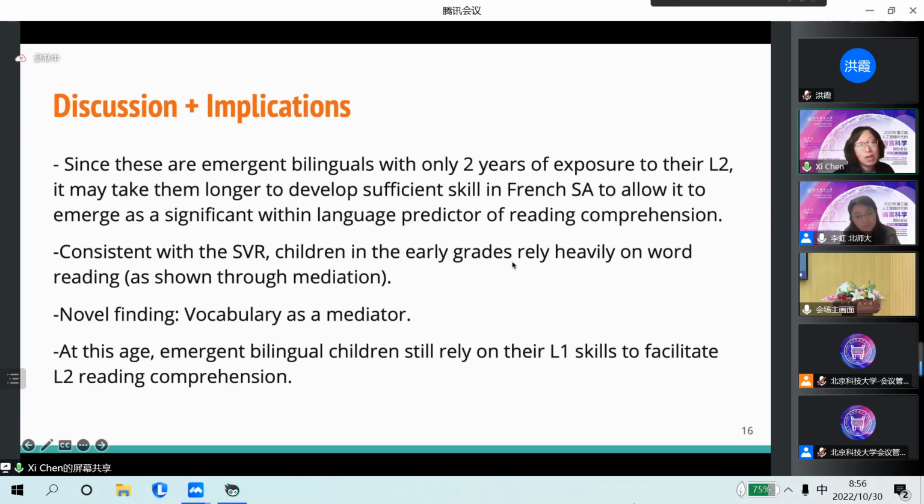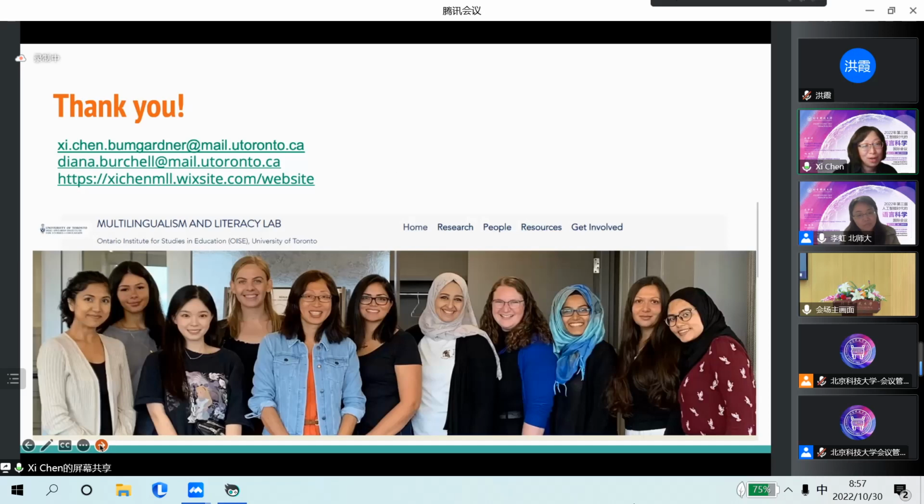Within language, we found that vocabulary was a mediator between French syntactic awareness and French reading comprehension. But overall, we found strong evidence of cross-language transfer, which shows that at this age, emerging bilingual children still rely on their first language skills to facilitate second language reading comprehension.